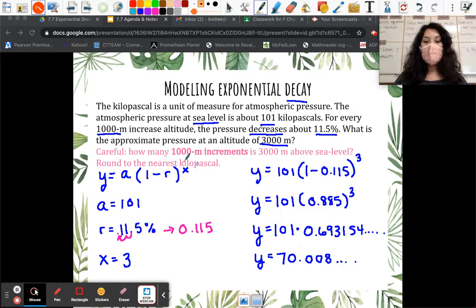And it says to round to the nearest kilopascal, in other words, round to the nearest whole number, which in this case would be 70 kilopascals. I have no idea how to abbreviate that, so I'm just going to write the word kilopascals. And that would be our final answer for that one.